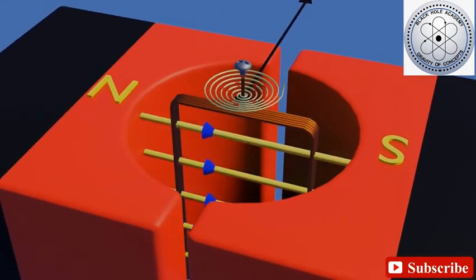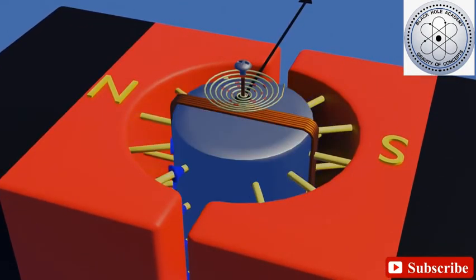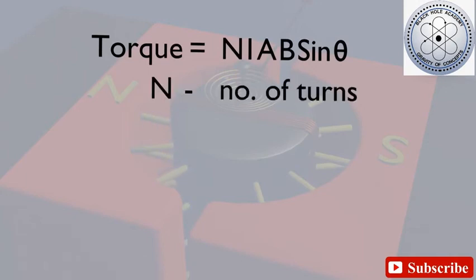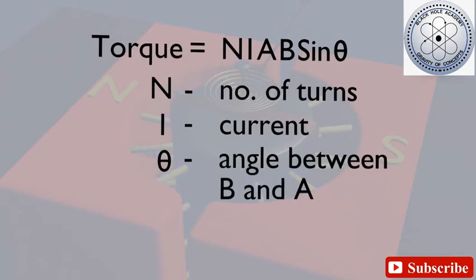Now let's try to understand why this radial magnetic field is needed. Here we have used concave shaped magnets to provide a radial magnetic field, but why? Let's explore it. As we all know, the equation of the torque in this case is NIAB sin theta, where N represents the number of turns, I is the current, and theta is the angle between the magnetic field B and the area vector, which is always normal to the plane of the rectangular coil. It's very clear that sin theta for an angle of 90 degrees is always 1.